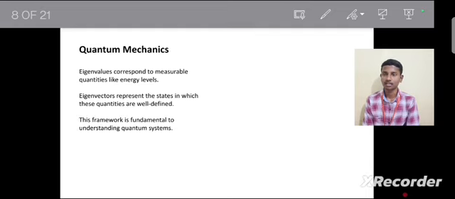Quantum mechanics. Eigenvalues correspond to measurable quantities like energy levels. Eigenvectors represent the states in which these quantities are well defined. This framework is fundamental to understanding quantum systems.